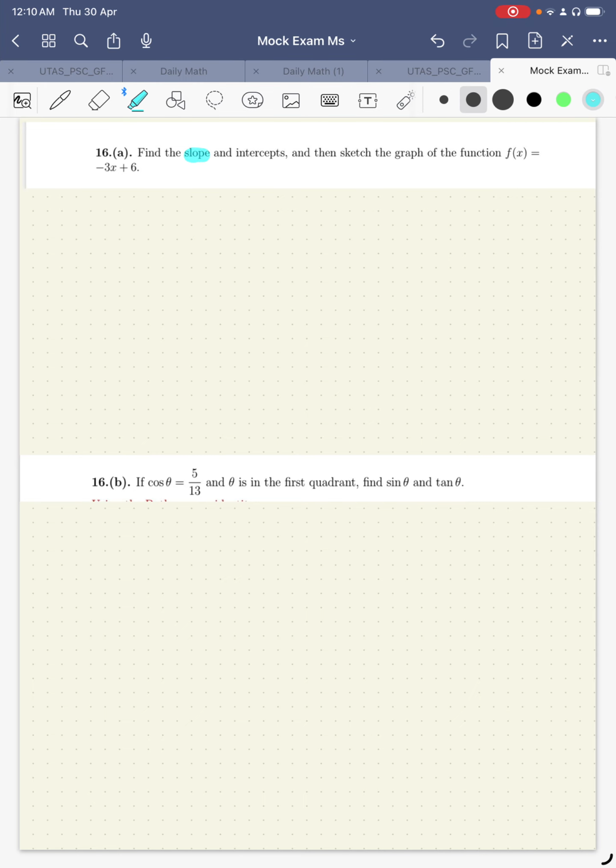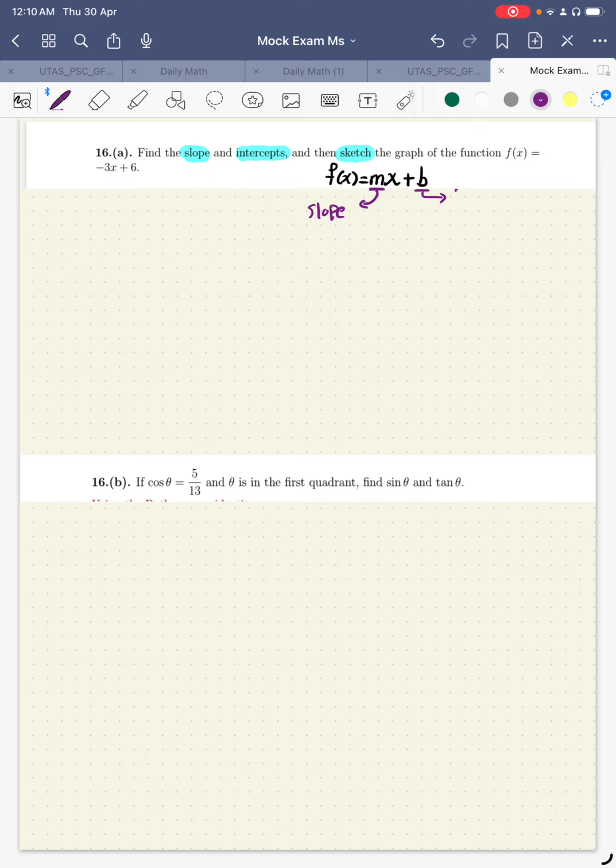So remember what they want me to find. They want me to find the slope. Also, they want me to find the intercepts. And they also want me to sketch. So I need to do three things in that question. So let me remind you about the line function or the linear function. We're gonna have f of x equal mx plus b. That's the form of the linear function, where m here gonna be my slope. M, or the coefficient of x, gonna be my slope.